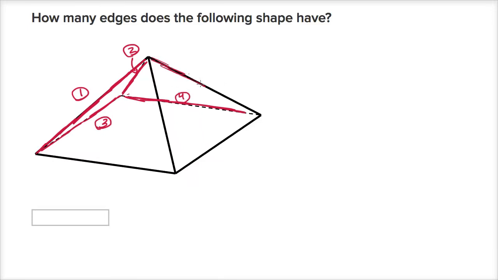Then we have this one over here. That is our fifth edge. Now we have this here. This is our sixth edge. Let's see, all we have left is this one, which is edge number 7. And then last but not least, this edge over here, which is edge number 8. And I actually found this very valuable to color them in to make sure that I wasn't missing an edge or double counting an edge. So this thing has 8 edges.